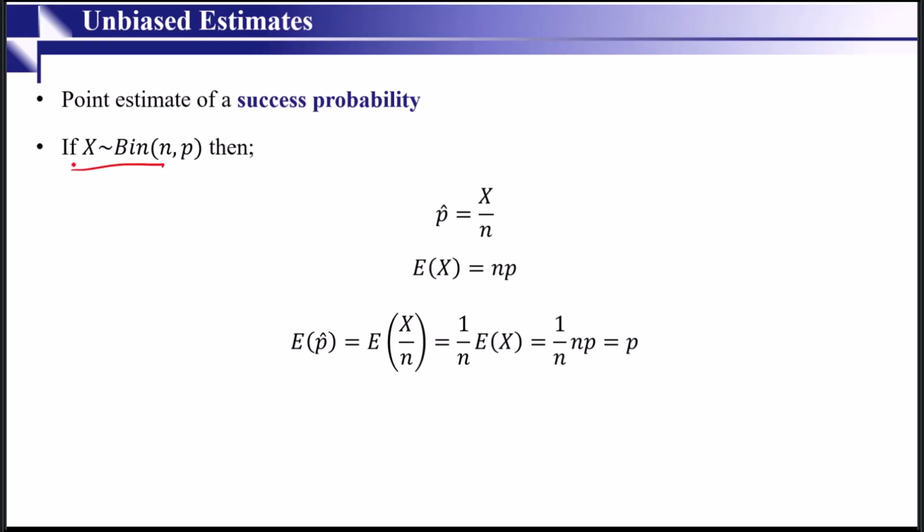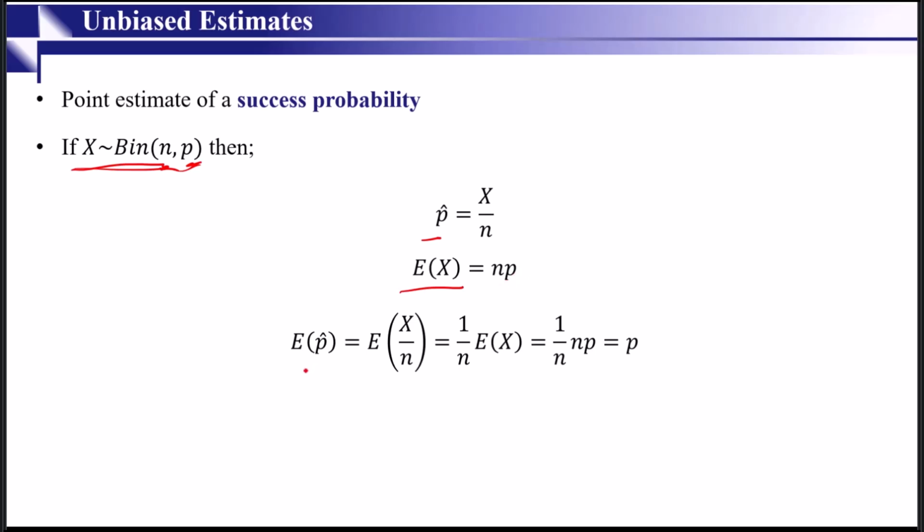So here we have a random variable x, which follows a binomial distribution with n and p. In the binomial distribution, we have x as the number of successes that we'll achieve in n independent Bernoulli trials, and each is either 0 or 1, and this is the probability of success that we show by p, right? So we want to go for a point estimate of success probability, and our x follows the binomial of n and p. Then p hat is equal to x by n, and the expected value of x is equal to n times p.